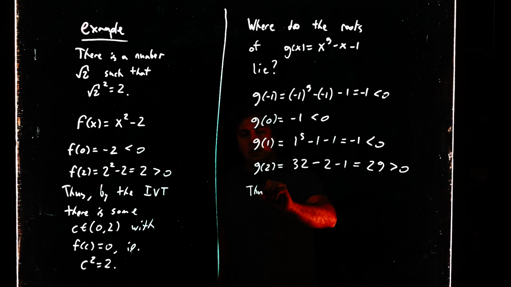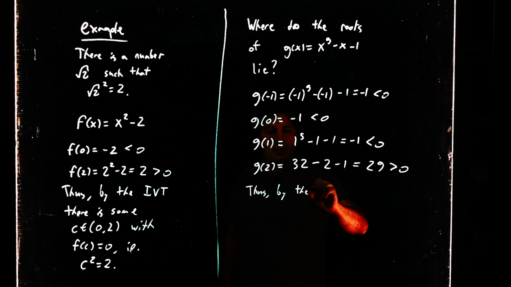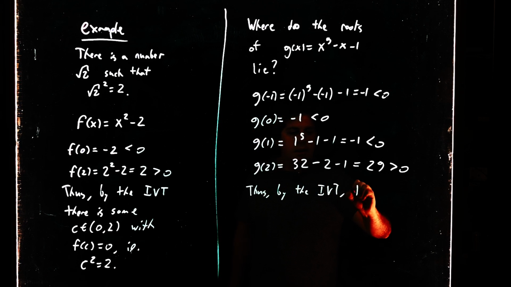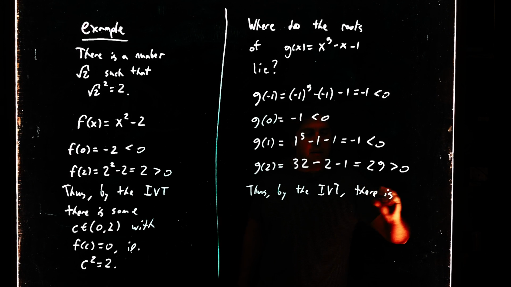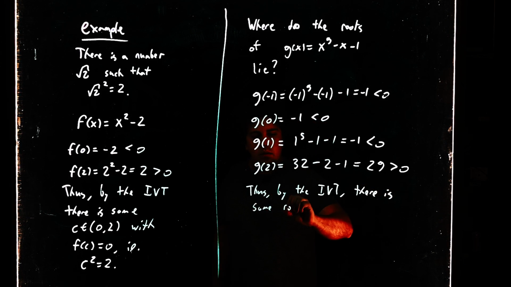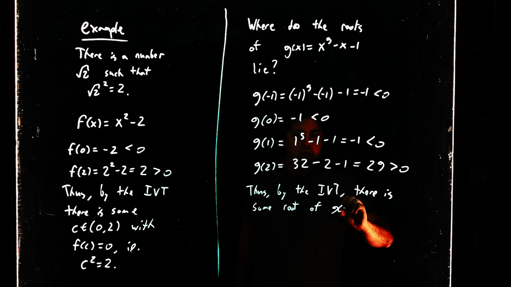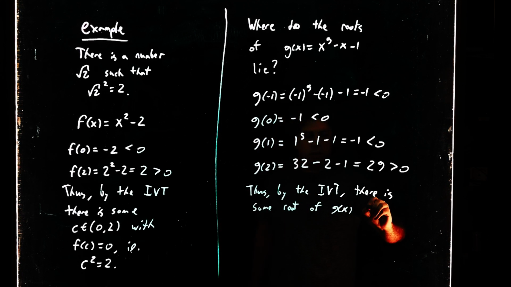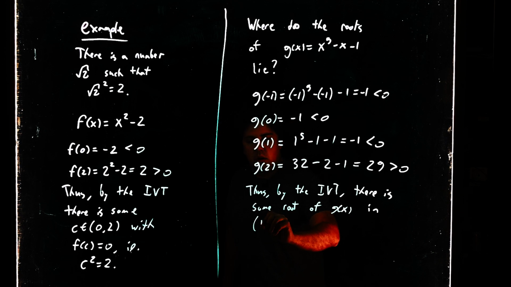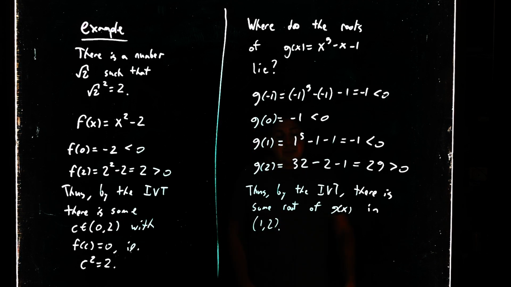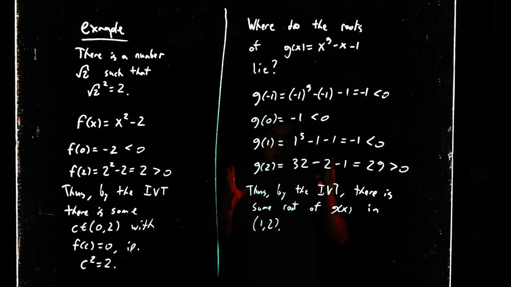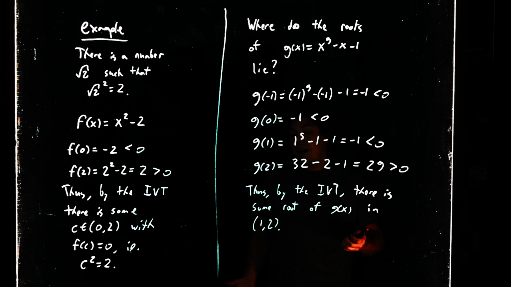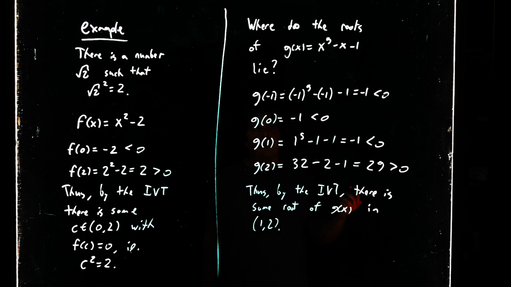So thus, by the IVT, there is some root of g of x, that is to say a 0 of the function, in the interval 1 up to 2. This doesn't tell us immediately where it is. We'd have to maybe use a computer or use the IVT more to get closer and closer to it. But nonetheless, at the very least, without any sort of graphing software, we've at least seen that this complicated function has some root, and we even know approximately where it is.